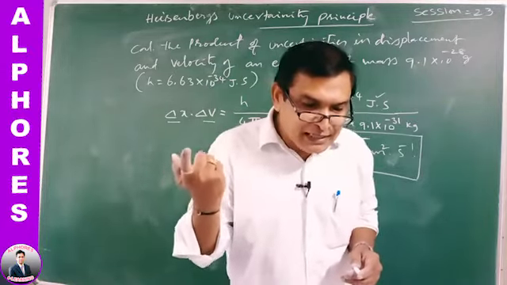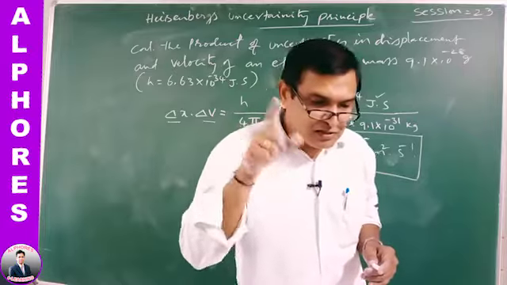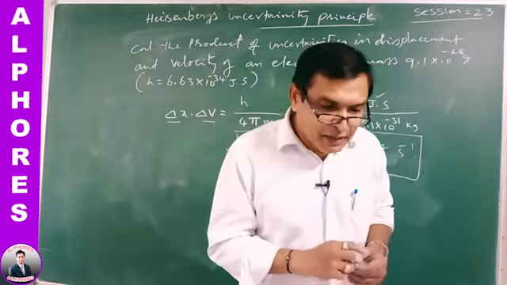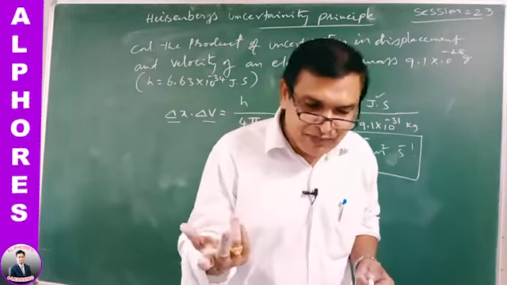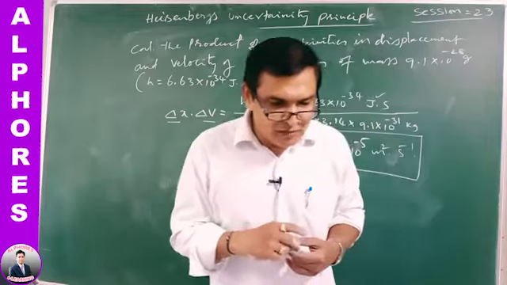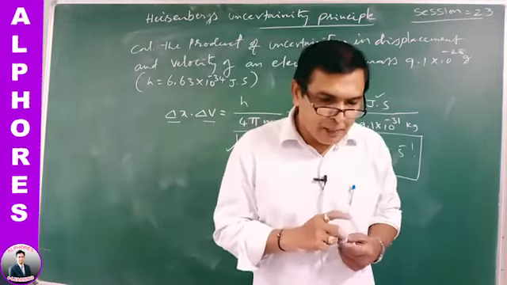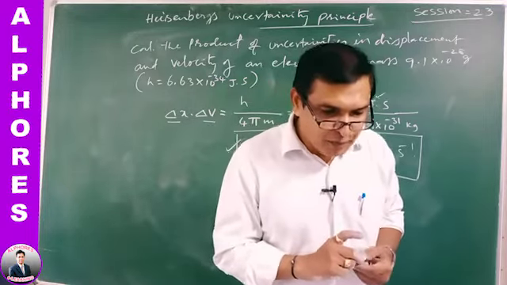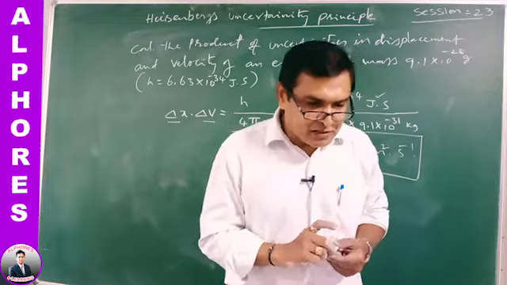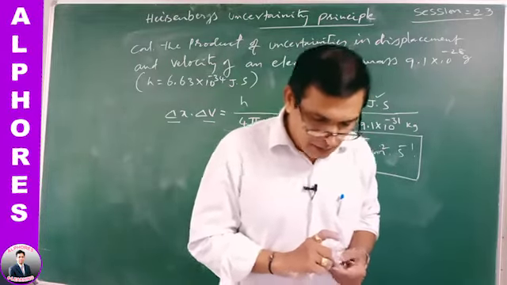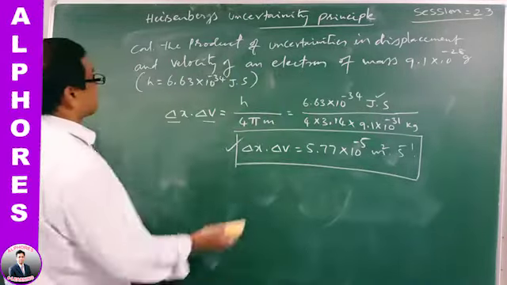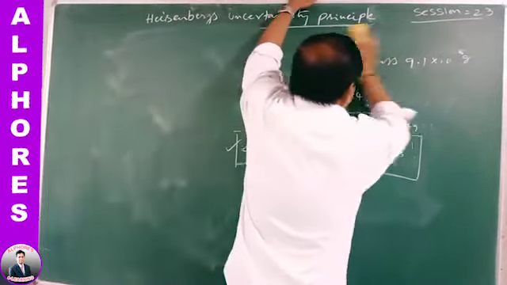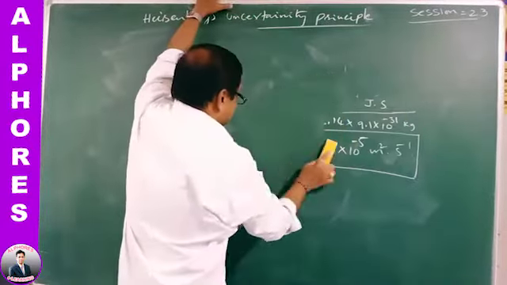If the uncertainty in its position is 10 picometers, and Planck's constant value is available. Okay, 10 picometers is given. We have to convert that picometers into meters. The next numerical, the problem says uncertainty in the velocity.